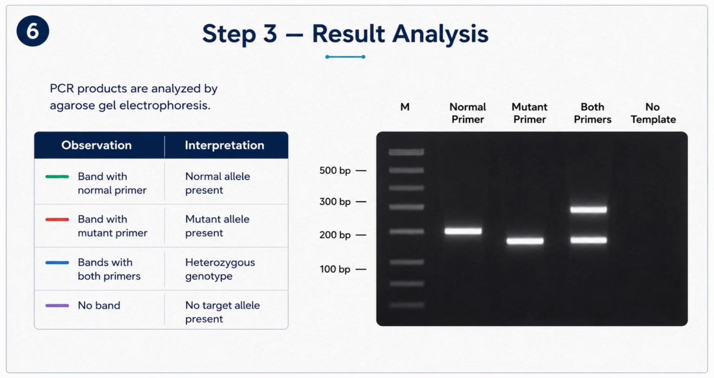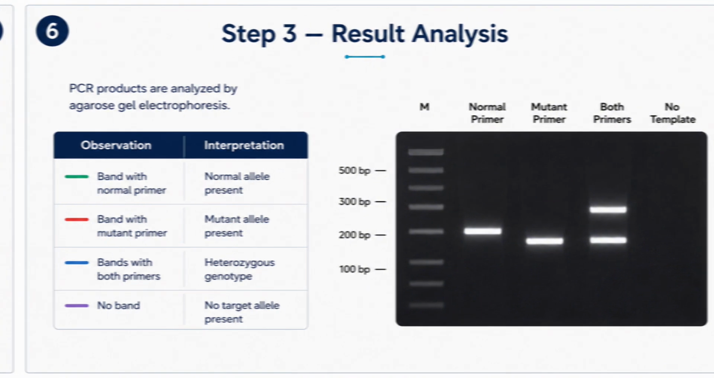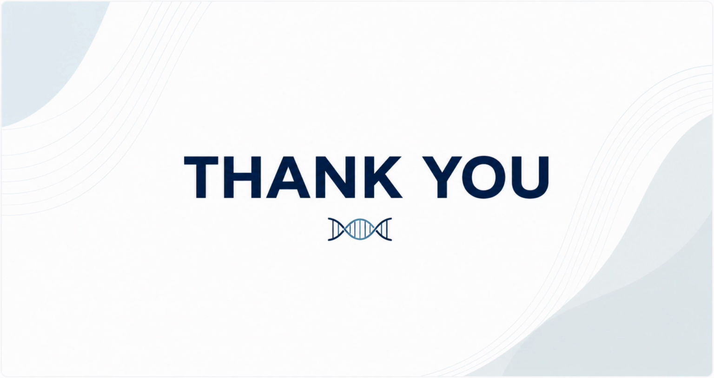So, in summary, ASPCR is a simple and effective technique for detecting specific genetic variants through allele-specific primer binding. That was all about allele-specific PCR.